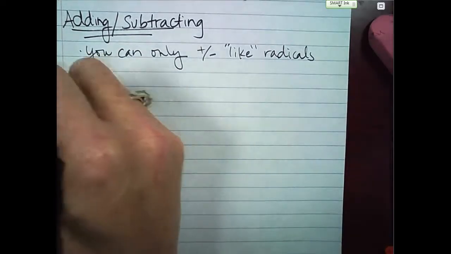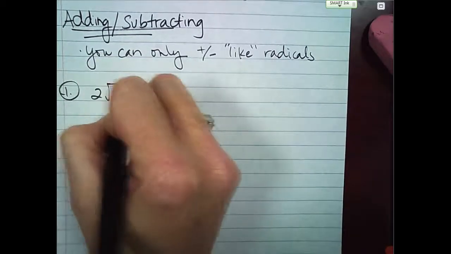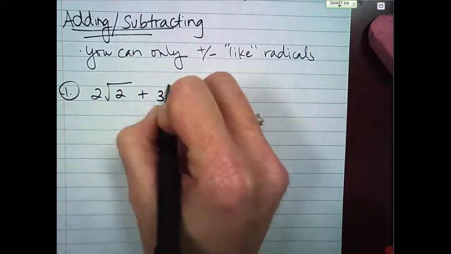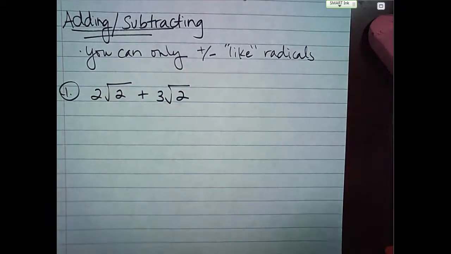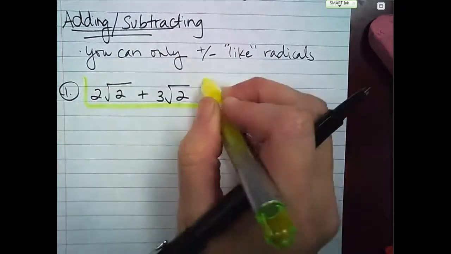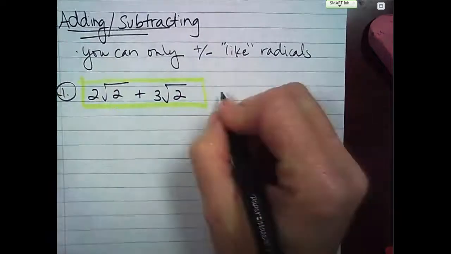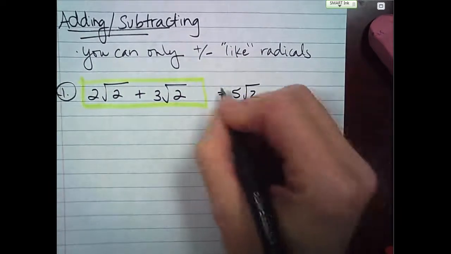Let's give one a shot. So if you have 2 root 2 plus 3 root 2, what do you think the answer would be? It's kind of like saying 2x plus 3x. Does that make sense? They have to have a like tail, or whatever you want to call it, but the ends have to be the same. The radicals have to be the same. So what's 2 root 2 plus 3 root 2? Good. 5 root 2.